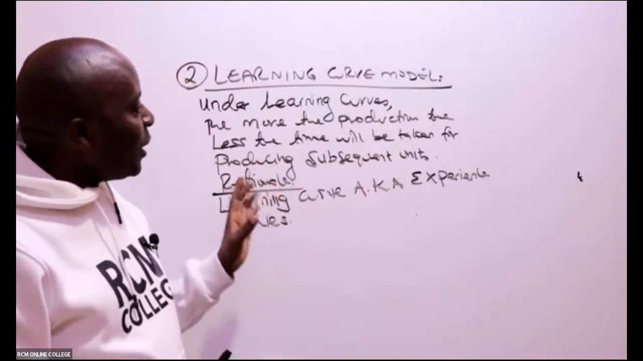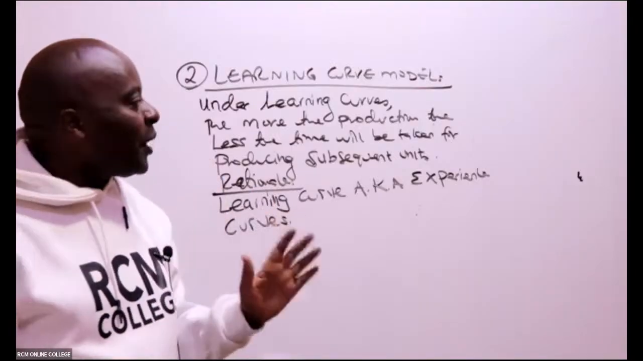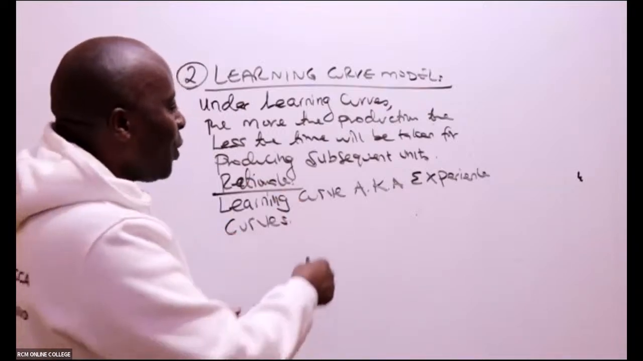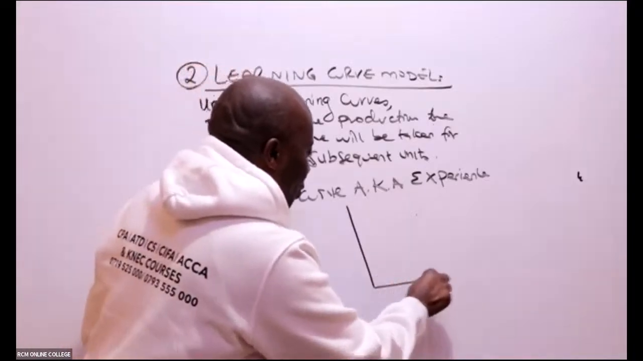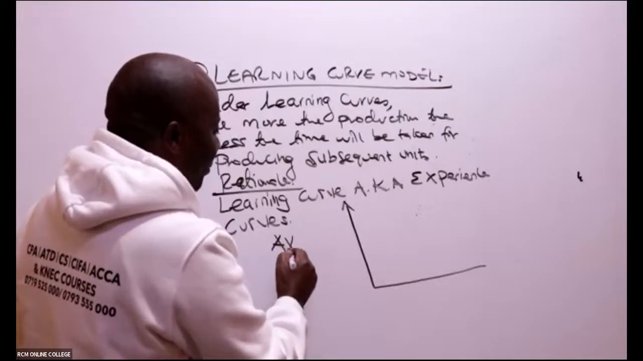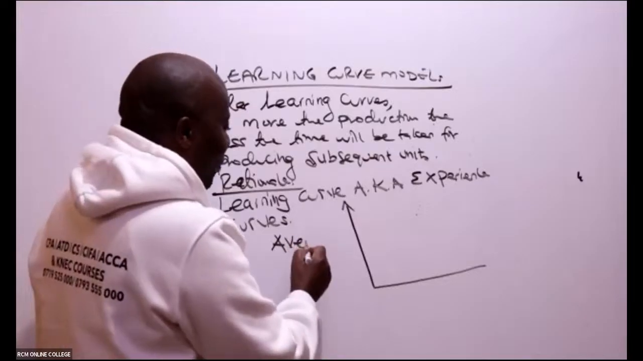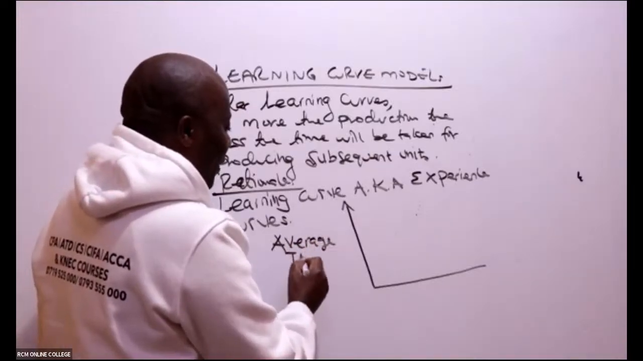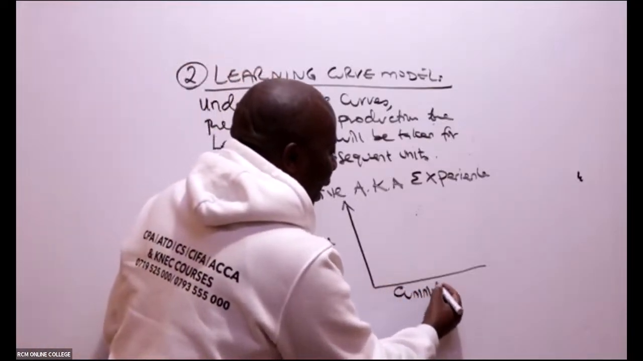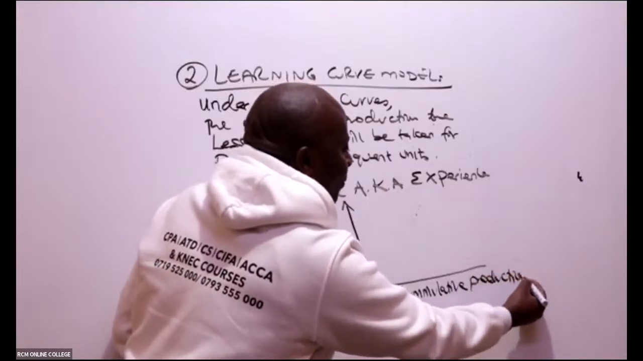For us to be able to appreciate what Mwalimu is talking about, before we start doing questions, I would want us to capture this on a graph. So graphically, what are we talking about, my great students? We have what we call average time versus cumulative production.